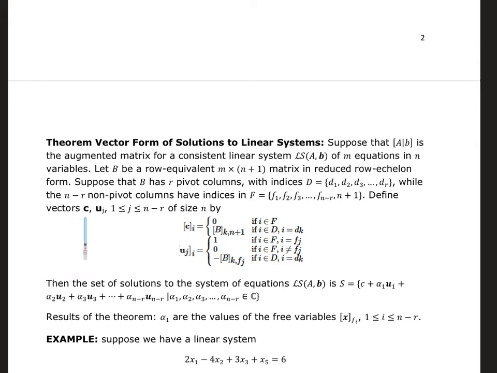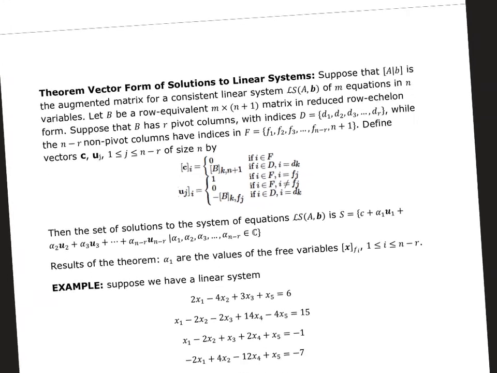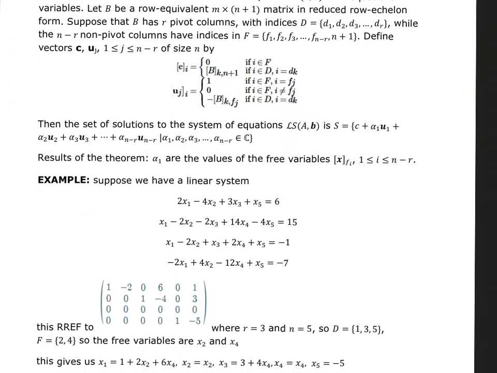Define vector C, and of course vector U, then we end up with a set of solutions to the linear system as C, the constant vector, plus my alpha, my first column vector, plus my second alpha, my second column vector. So what does this mean? Well, the result of this theorem tells us the values of the free variables are the x sub whatever it is for the free variable.